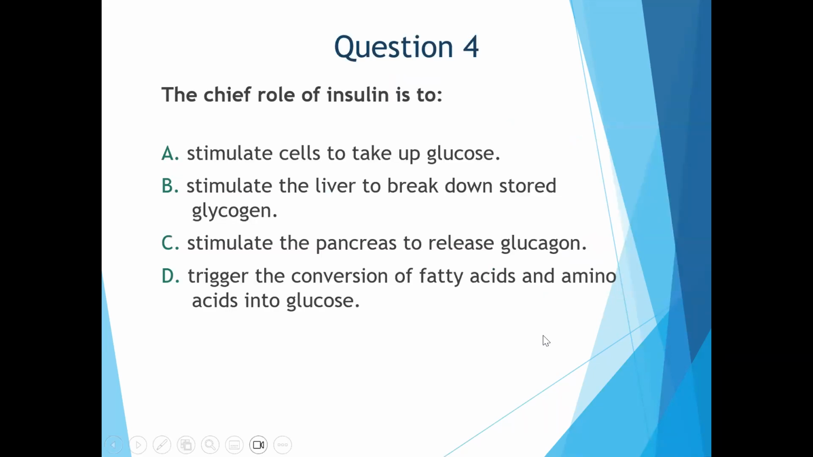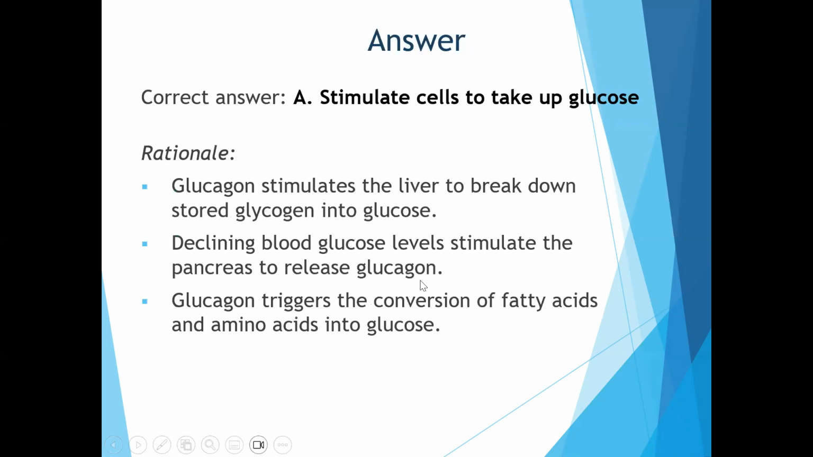All right, final review question. The chief role of insulin is to: A, stimulate cells to take up glucose; B, stimulate the liver to break down glycogen; C, stimulate the pancreas to release glucagon; or D, trigger the conversion of fatty acids and amino acids into glucose. The correct answer there is A, stimulate the cells to take up glucose.